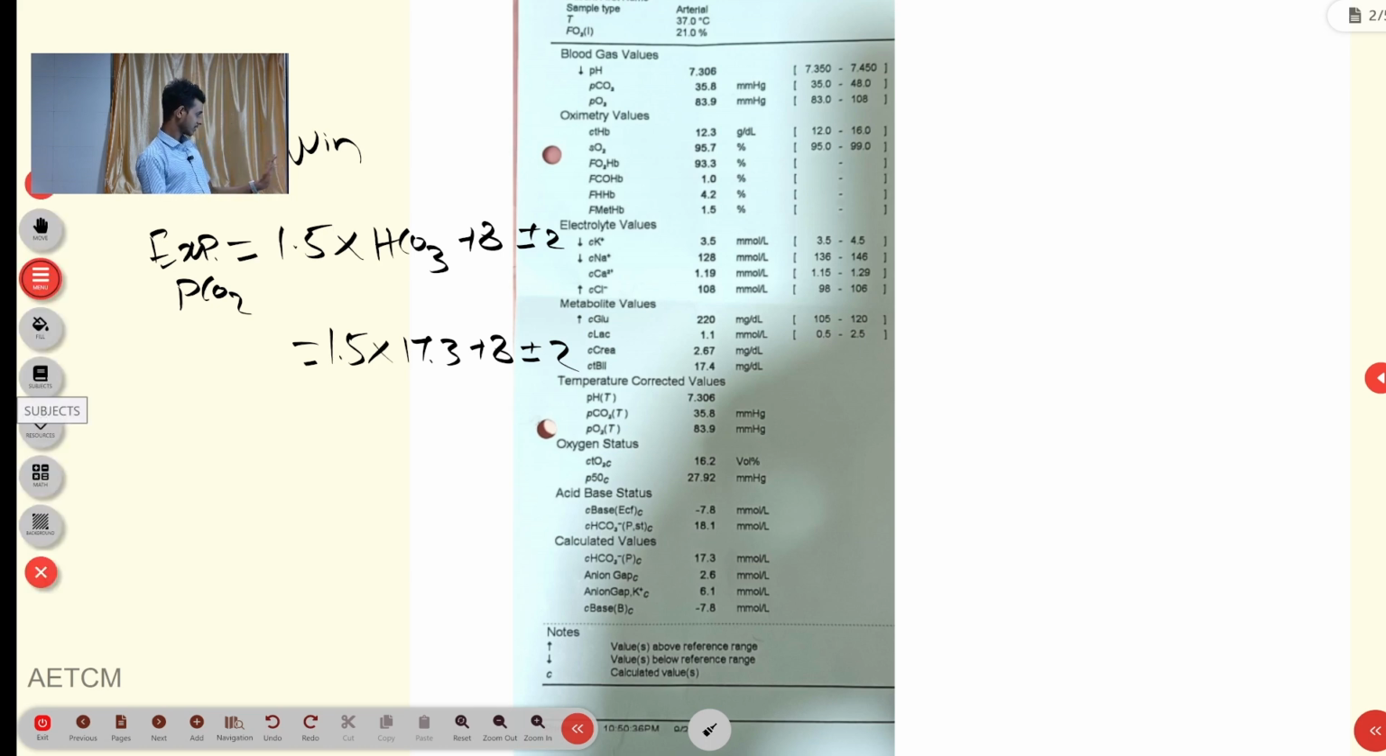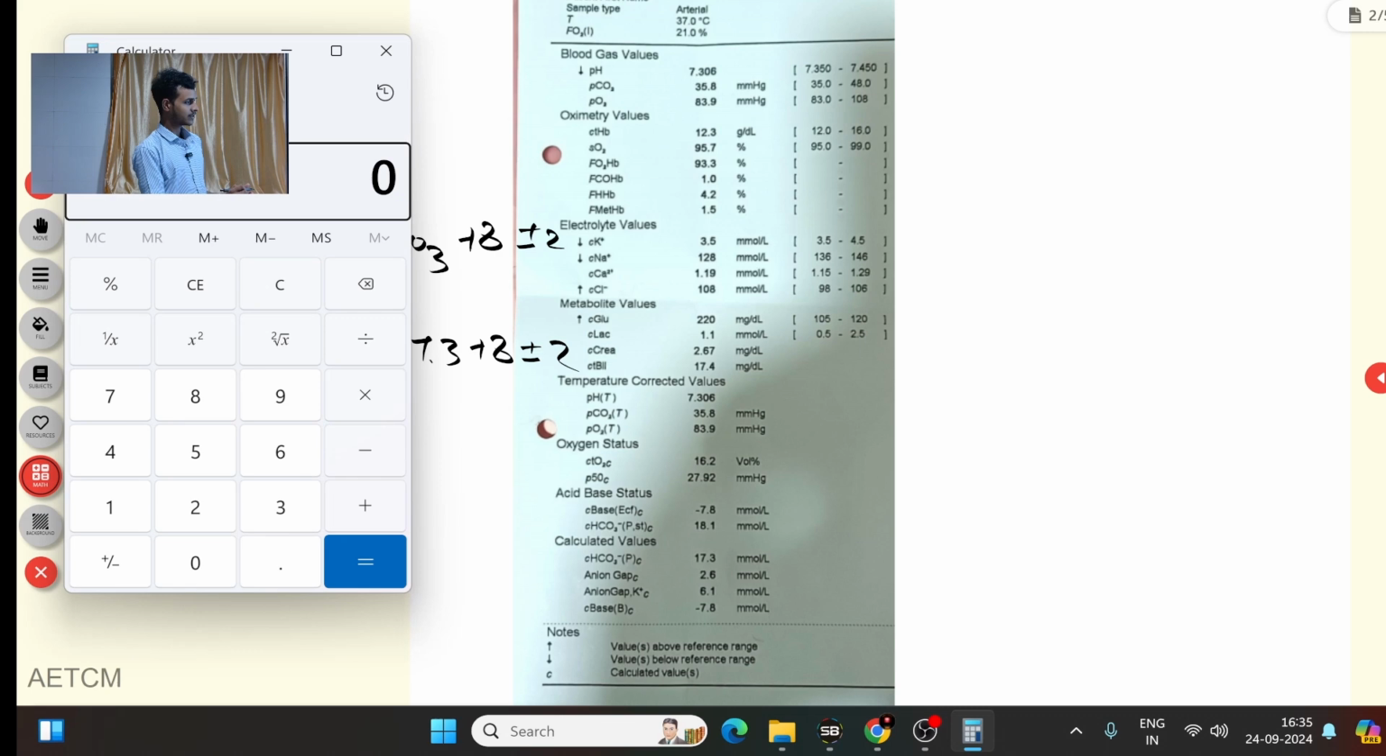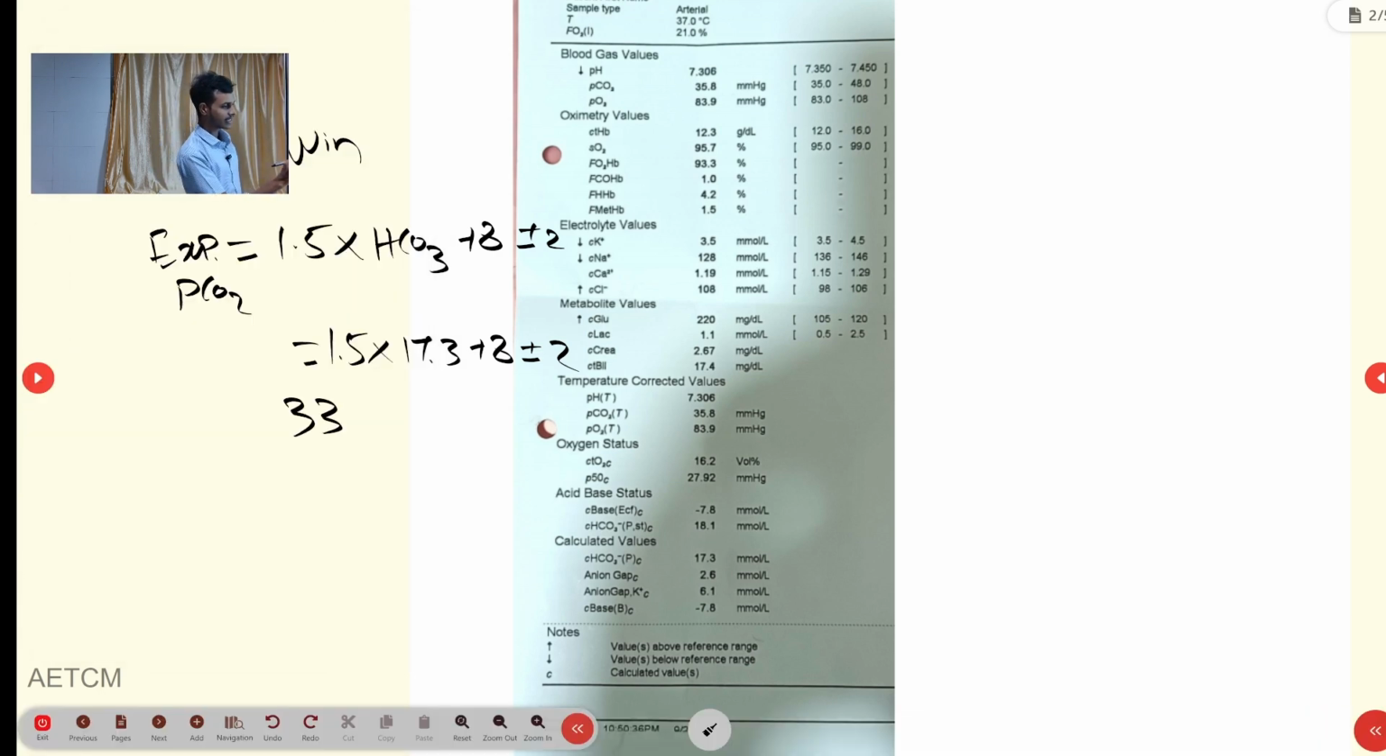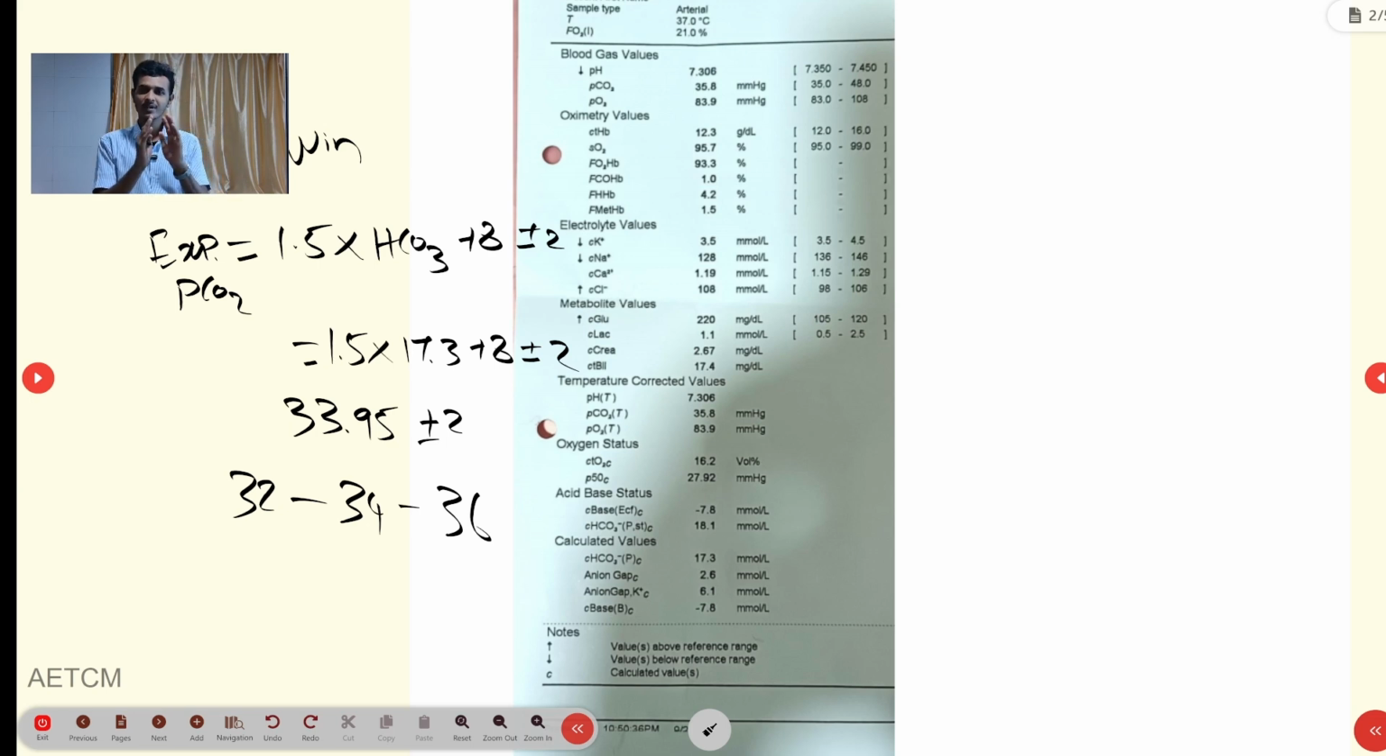So just a minute. So 1.5 into 17.3, sorry, 17.3 plus 8. So it is 33.95, plus or minus 2. So you just take the mean value of 34, so it will be easy for us. So minus 2 in the sense, the predicted PCO2 should be in the level of 32 to 36. If the value is between 32 to 36, you can confirm that the person has a correct compensatory mechanism.